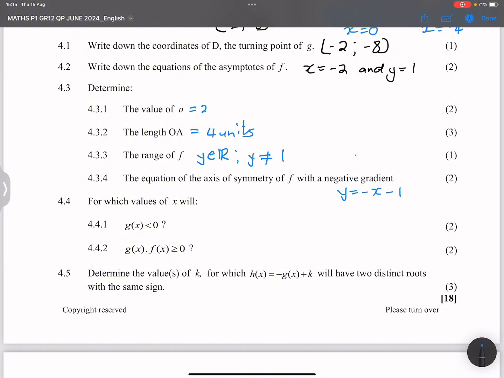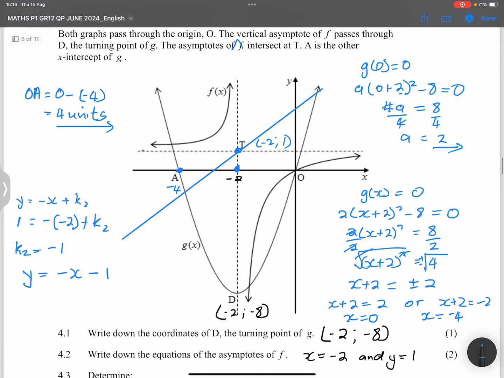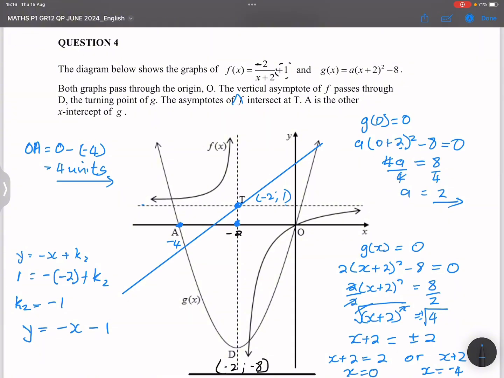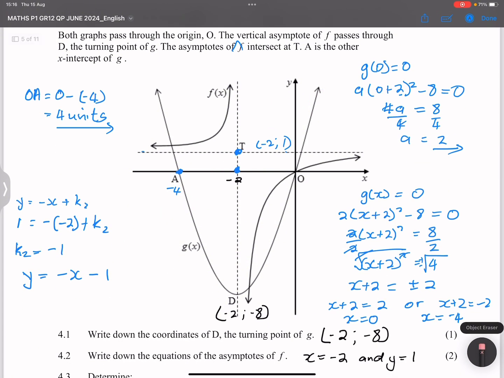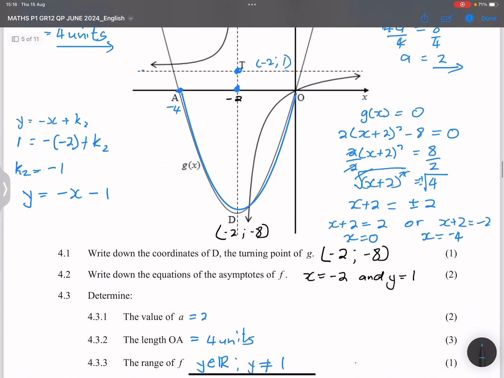Okay, right, now let's get to the next portion. I know you guys love these questions. They say, for which values of x will g of x be less than 0? Now remember which one is g of x. g of x is our parabola, right? Where is the parabola less than 0? Where is it below our x-axis? This is where our graph is less than 0, between negative 4 and 0.